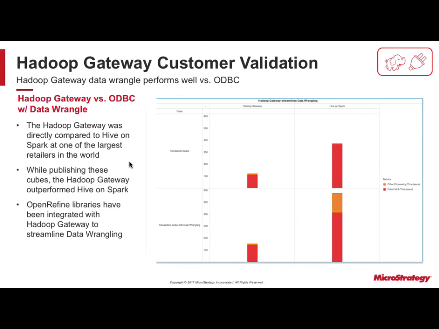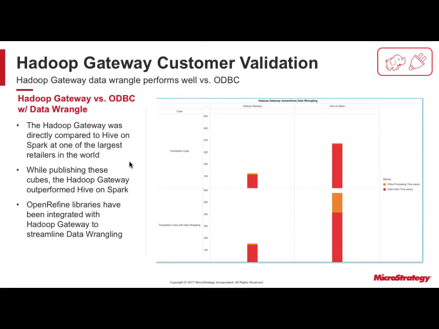And so what we did is we ran 2 different comparison tests. We were comparing the Hadoop gateway on the left to the Hive on Spark data on the right. In the top 2 bars, what you'll see is the transaction cube. That's at the raw data level, right? And then the bottom 2 rows are where you see the transaction cube with data wrangling, okay? What was interesting is the Hadoop gateway was able to outperform Hive on Spark. The 2 bars up at the top row, you'll see that the Hadoop gateway was able to perform faster than Hive on Spark. But this is what's interesting.